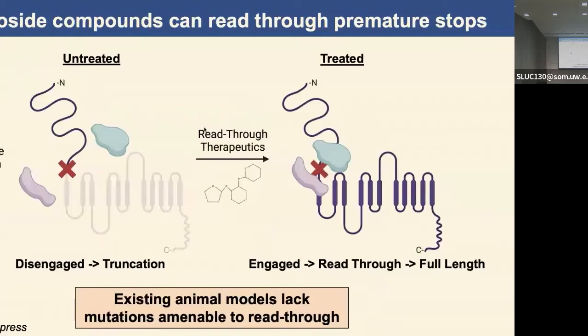And the reason for that is because there's a class of molecules called glycosides. And these glycosides localize to kidneys, and they can read through premature stop codons. So they trick the ribosome into synthesizing a full-length protein instead of the premature stopped protein, which is non-functional. So these are exciting therapeutics potentially for PKD. But the problem is that existing animal models of polycystic kidney disease also don't have these types of nonsense mutations that are typically found in the patient. So we have no way of testing these therapies in a preclinical model.